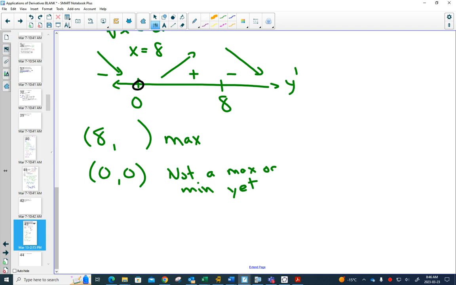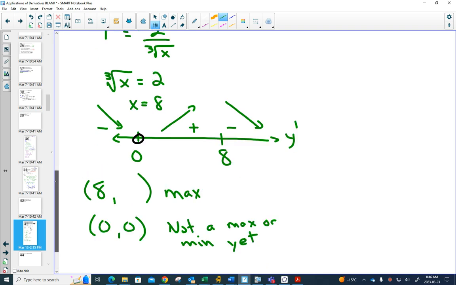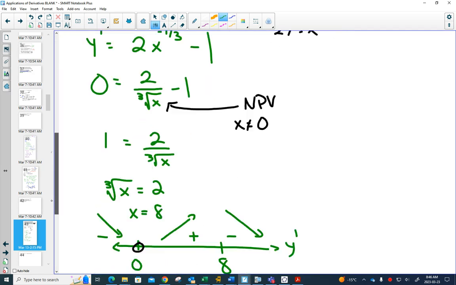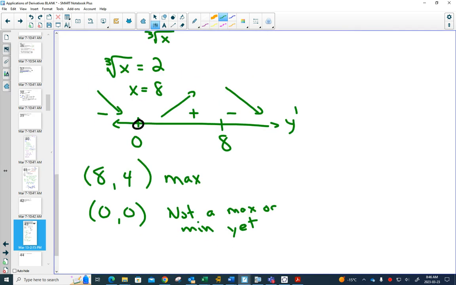Okay. If I want to find the y-value, has anyone plugged this into their calculator yet? We could plug in 8 into the original equation. You get 4. Double check that work? Good mental math? Okay. All right, so we got 8 comma 4 as our max.